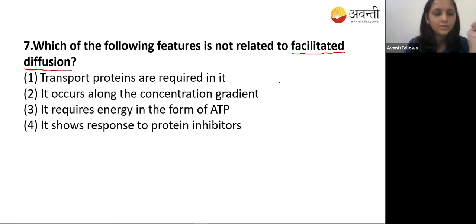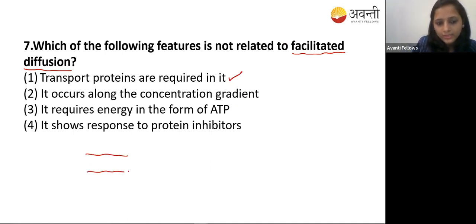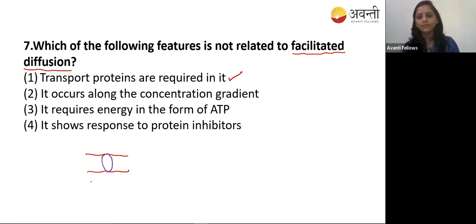Yes, so let us talk about the statements given here. In statement 1, they are telling that transport proteins are required in it. Yes, the transport proteins are required, right? You can see here, this is a plasma membrane. In the plasma membrane, we can see the integral protein, right? Have you seen, guys, there are two types of proteins: one is the integral protein and another is the peripheral protein, right?